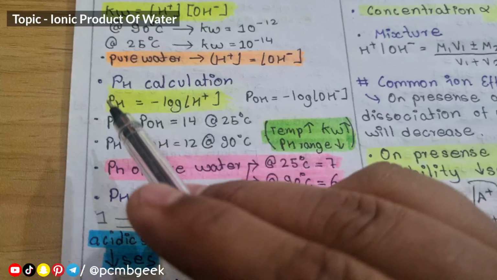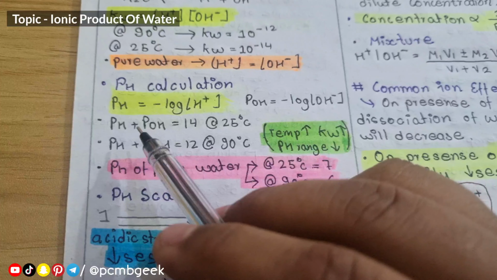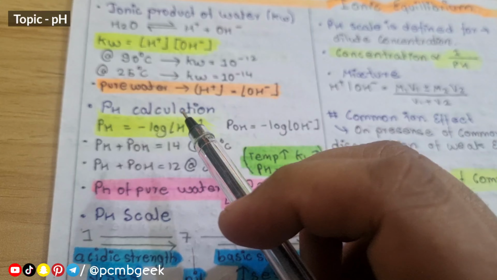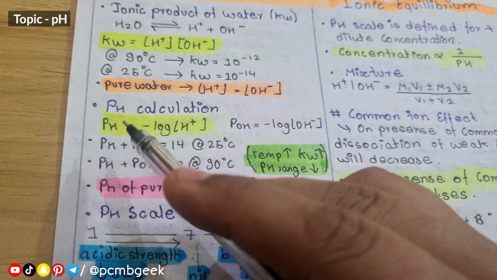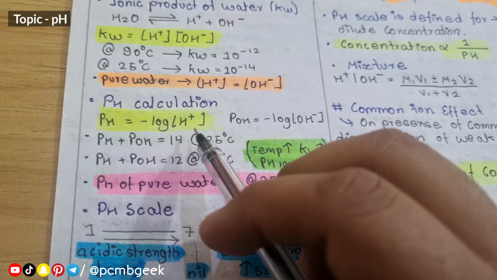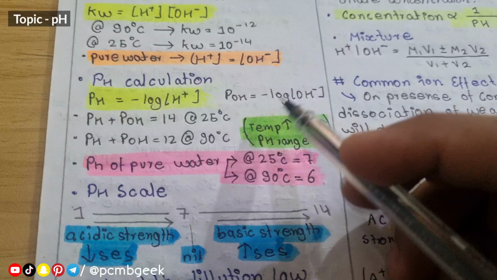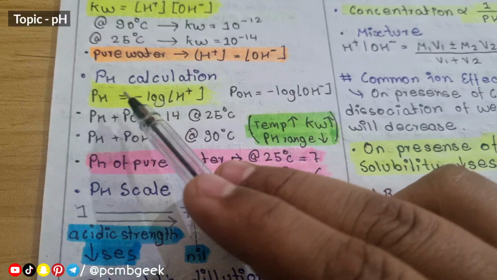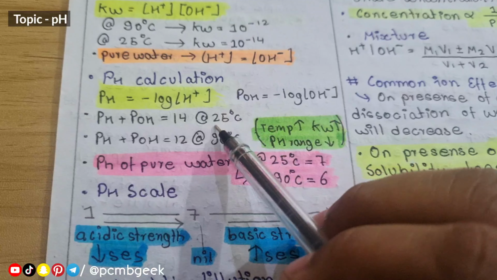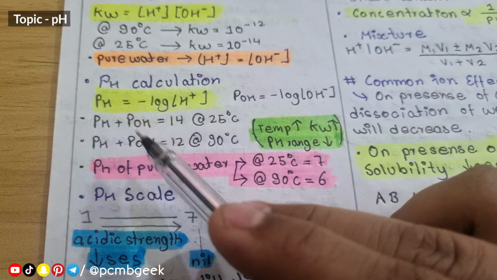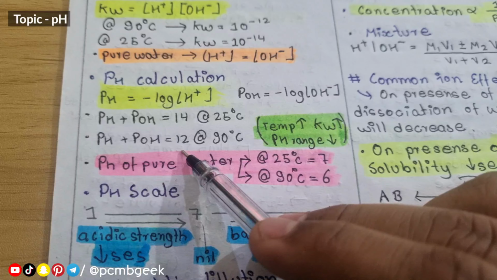Now let us start with the pH calculation. What is pH? The negative common logarithm of hydrogen ion concentration is pH. pH equals negative log of hydronium ion concentration. pOH equals negative log of hydroxyl ion concentration. The sum of pH and pOH equals 14 at 25 degrees centigrade. The sum of pH and pOH at 90 degrees centigrade is 12.